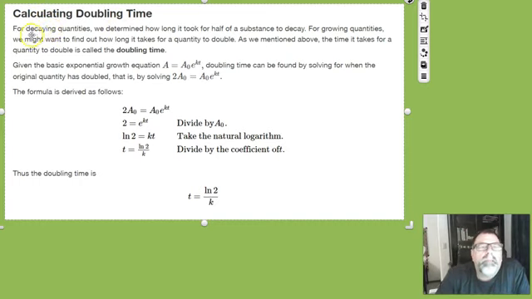Calculating doubling time. For decaying quantities, we determine how long it took for half of a substance to decay. For growing quantities, we might want to find out how long it takes the quantity to double. As mentioned above, the time it takes for a quantity to double is called the doubling time. So again, this is why I like to use 1/2 for the half-life and 2 for doubling time, and then I kind of keep these formulas straight.